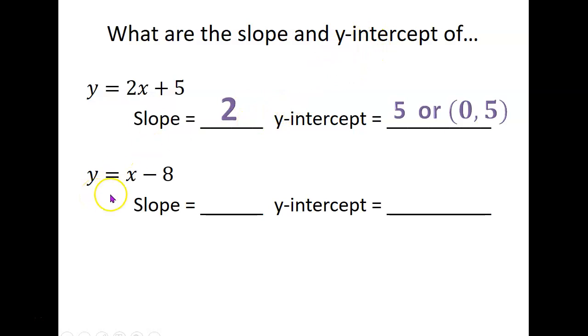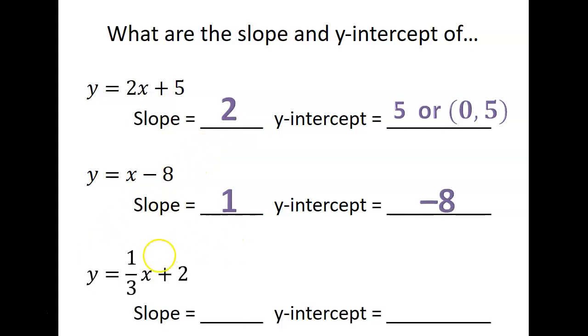What about the line y equals x minus 8? What's the slope? Well, that would be the coefficient on x, and here that would just be 1. And what's the y-intercept? Well, here, if we think of this as 1x plus b, the b would be the number negative 8. So that's the y-intercept. What about y equals 1/3 x plus 2? The slope would be 1/3, and the y-intercept would be 2.